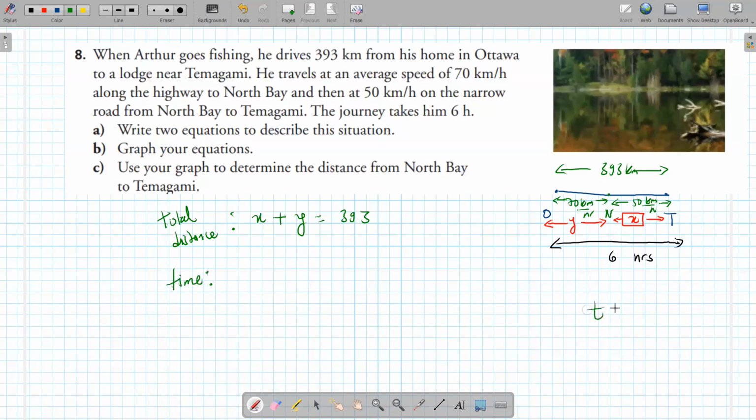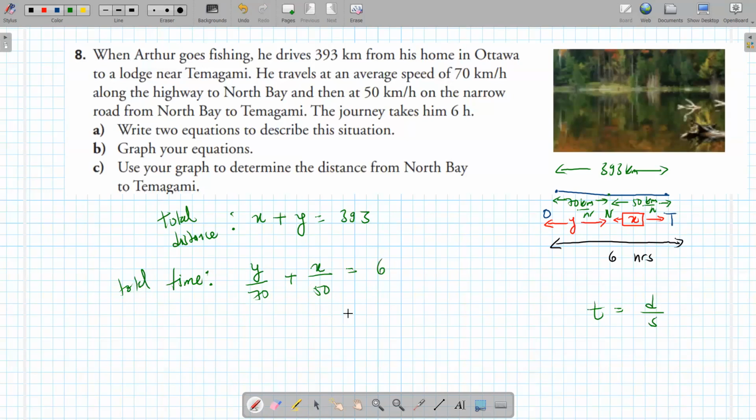Remember, time is distance divided by speed. If the distance from here to here is y, and the speed is 70, what's the time? Y over 70. So that's the time from O to N. What about the time from N to T? X over 50. And we know that the total time it took him for this trip is 6 hours.